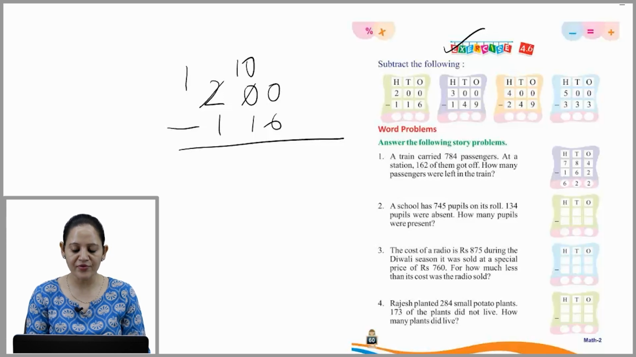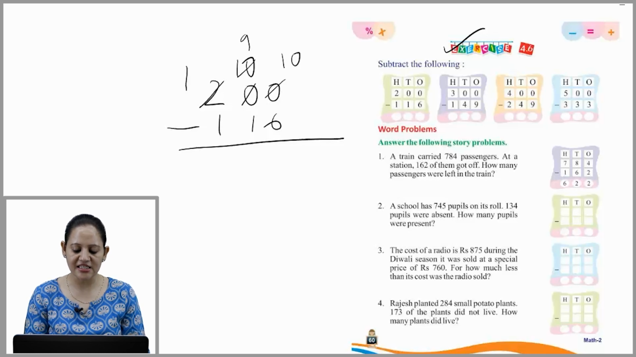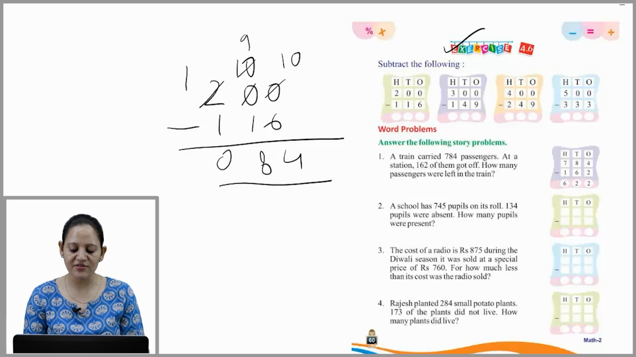Now, we'll borrow from tens place. So, ये हो जाएगा 9 and it become 10. Now, we'll subtract. 10 minus 6, that is 4. 9 minus 1, that is 8. 1 minus 1, 0. So, difference is 84.